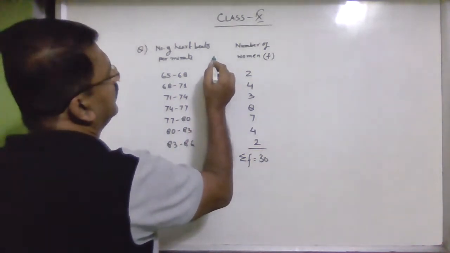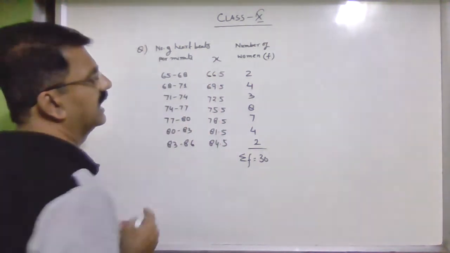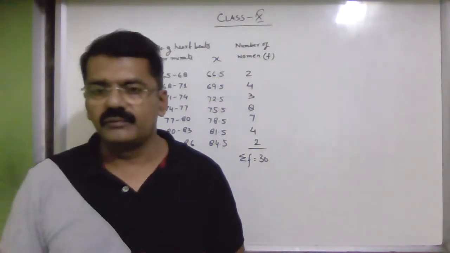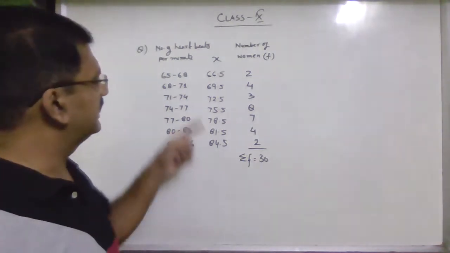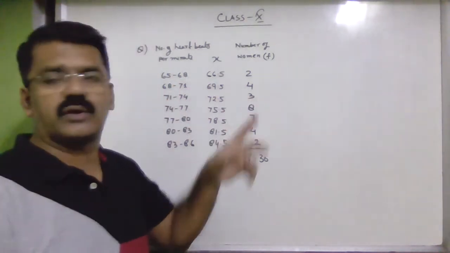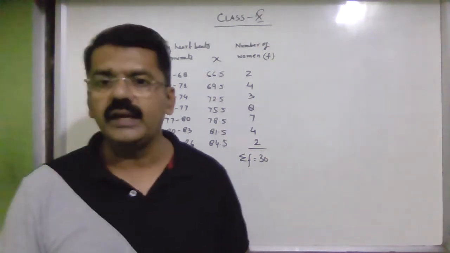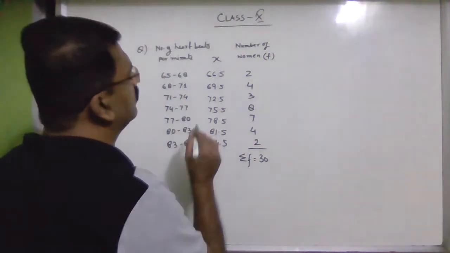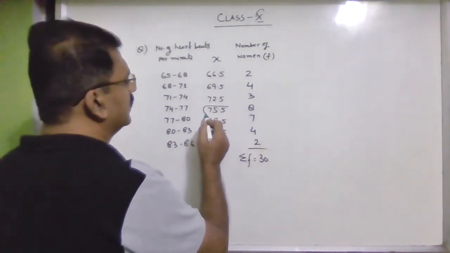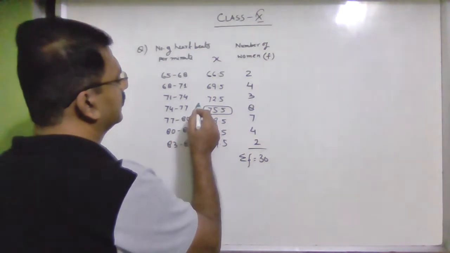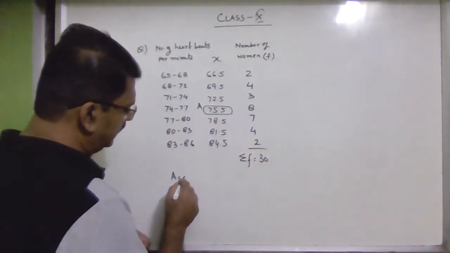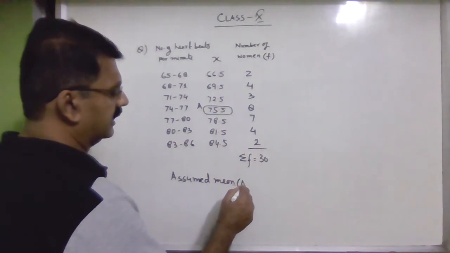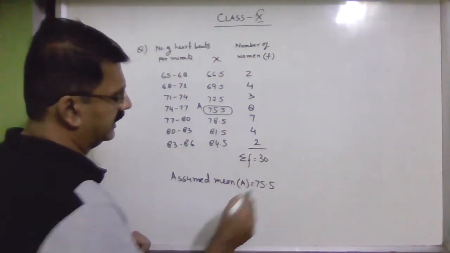Now we denote it by x. This is x, and that is the frequency, that is the number of women. Now you know, in the direct method we form a table fx, but these numbers are difficult to multiply with the corresponding frequencies. So here we are going to apply the shortcut method. For the shortcut method, I told you, you take the middle value. So take the middle value as the assumed mean. So the assumed mean here is 75.5.